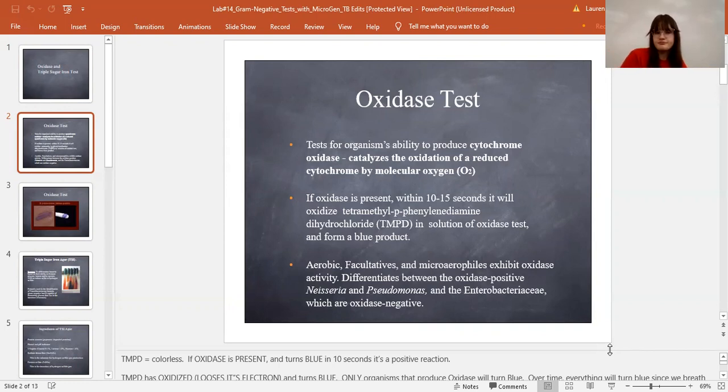Now you'll need to know that you read it at only 10 to 15 seconds. It's almost an immediate reaction. If you leave it longer, like a minute or a minute and a half, you can get a false positive. You'll need to know that the reagent is tetramethyl-p-phenylenediamine dihydrochloride. You'll need to know that it's TMPD.